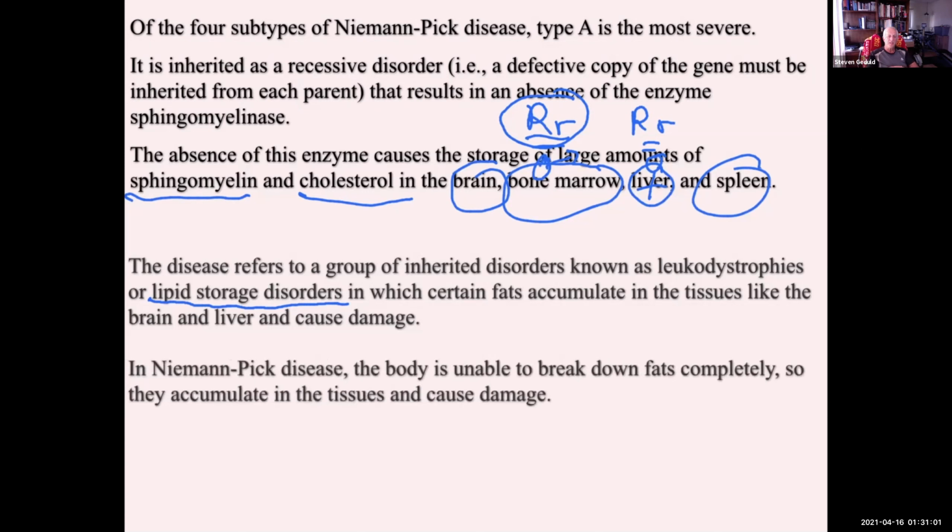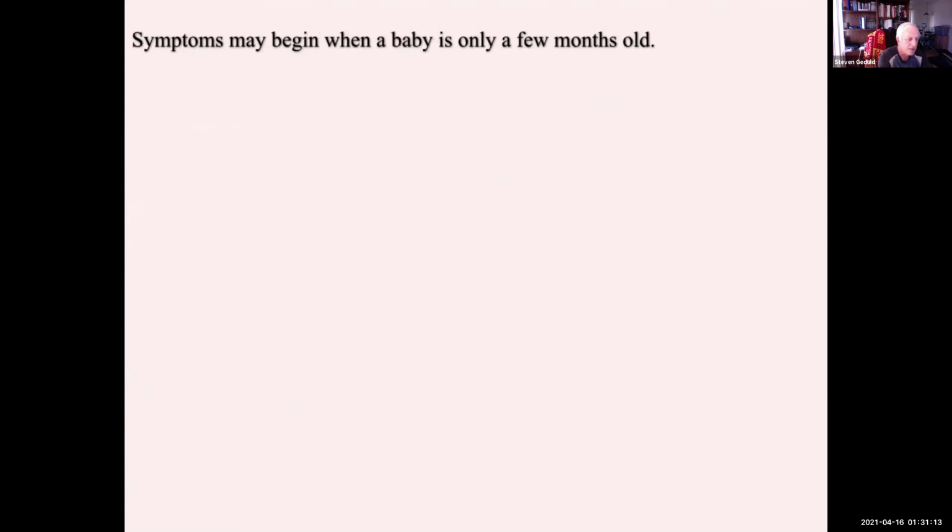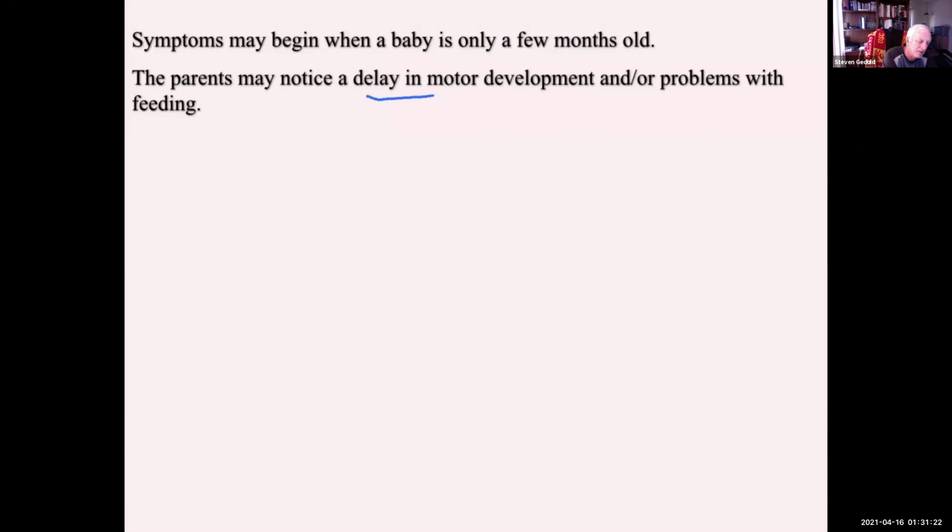In Niemann-Pick disease, the body is unable to break down fats completely, so they accumulate in the tissues and cause damage. Symptoms may begin when the baby is only a few months old, especially with Tay-Sachs disease. You will notice it in the development of the baby. Parents may notice a delay in motor development, or problems with feeding. The delay in motor development is because it affects the myelin sheaths. It affects the brain. The information can't get sent to the brain to function correctly, so it can't send the right signals. So you have a delay in motor development.